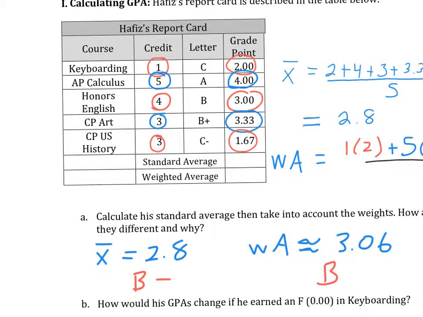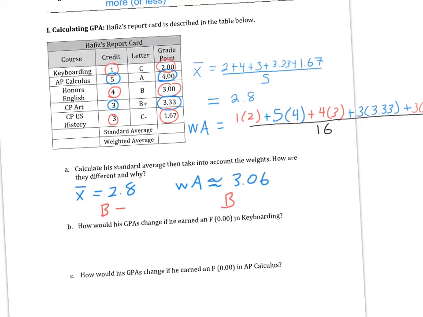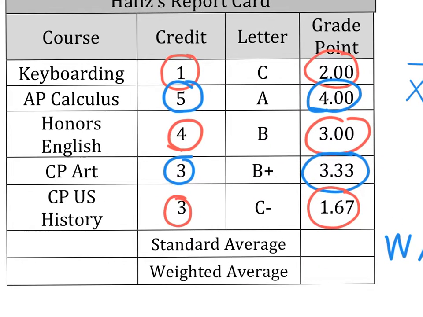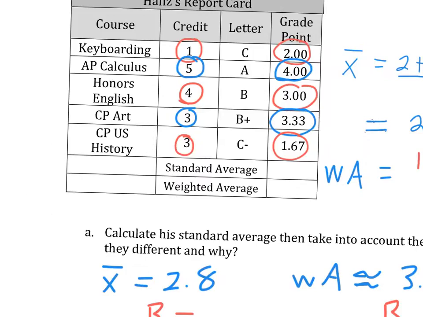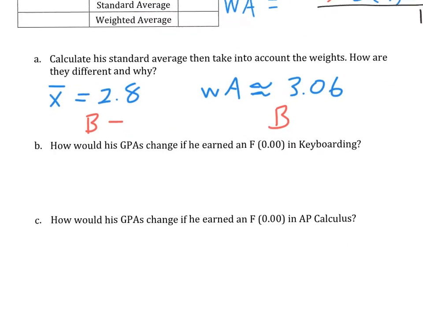So what makes these different? How and why are they different? We see that the actual weighted GPA is a little bit higher, primarily because AP Calculus is worth so much, and they did well there, okay? Because it's worth so much, it gravitized it up some. All right, here's what your next thing is.